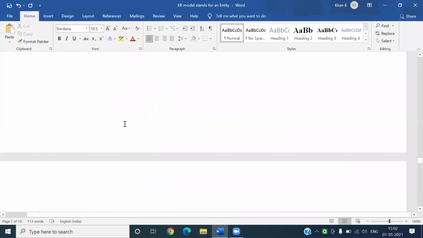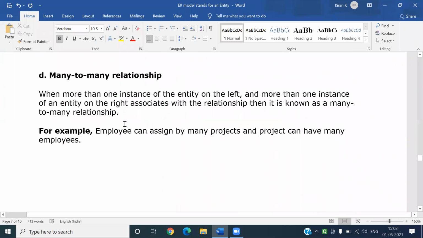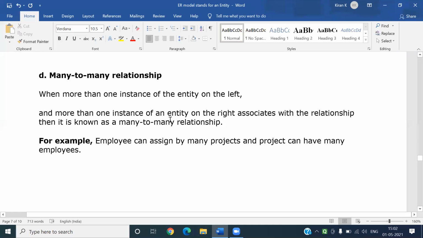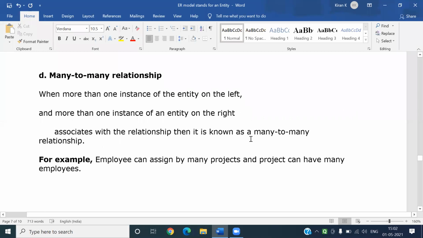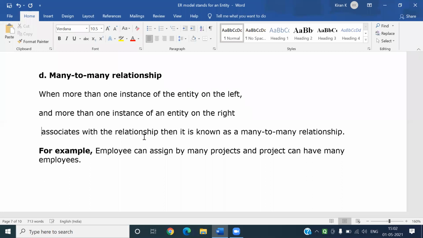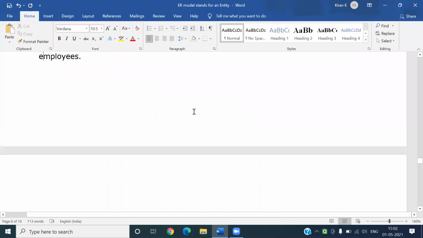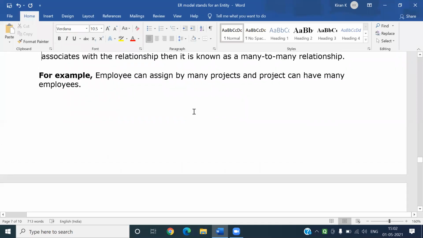Now the last relationship is many to many. When more than one instance of the entity on the left side and more than one instance of the entity on the right side associate with the relationship, then it is known as many to many. An employee can be assigned many projects. A project can have many employees. See, something like this.